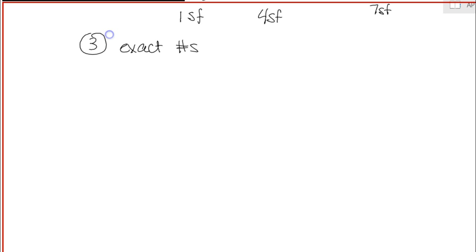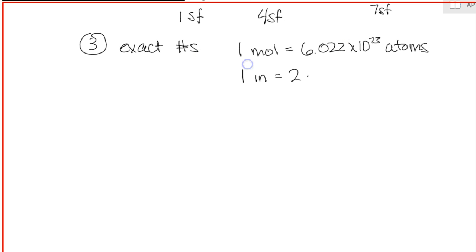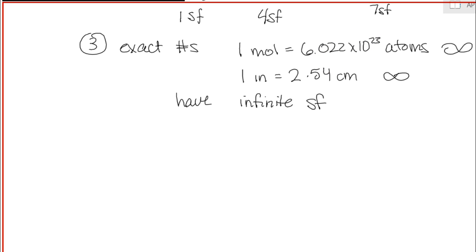Exact numbers, examples of those would be things like 1 mole equals 6.022 times 10 to the 23rd atoms, or 1 inch equals 2.54 centimeters. When we're looking at a conversion factor, we can assume those are exact numbers, okay, because we're giving a conversion there. Exact numbers have infinite sig figs. So how many sig figs does this have? Infinity. How many does this one have? Infinity. Okay, so where this comes in is when you're having to do math with sig figs.